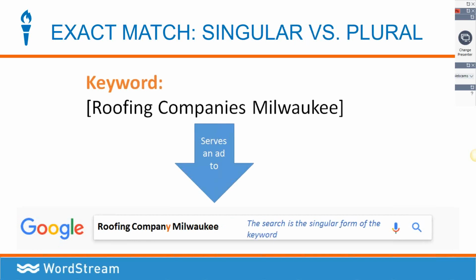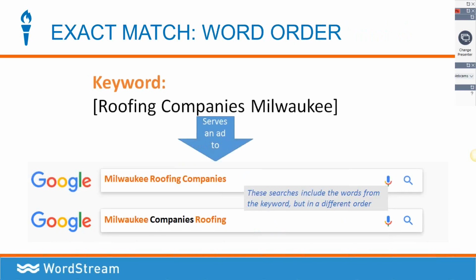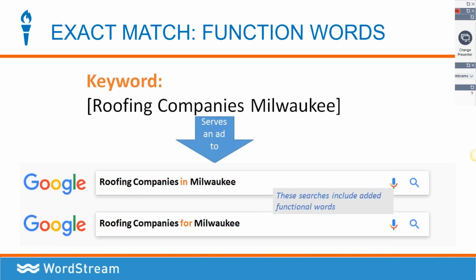Singular versus plural. Roofing companies is the keyword that we're bidding on. This is still eligible to serve to roofing company, singular. And finally, word order. This is a big change that Google made to the exact match definition. Historically, roofing companies Milwaukee would not have served to Milwaukee roofing companies. That has now changed. These searches, though they include a different word order, are eligible to appear under roofing companies Milwaukee. And then function words. Words like in and for are actually eligible to match even if they are not in the keyword itself.